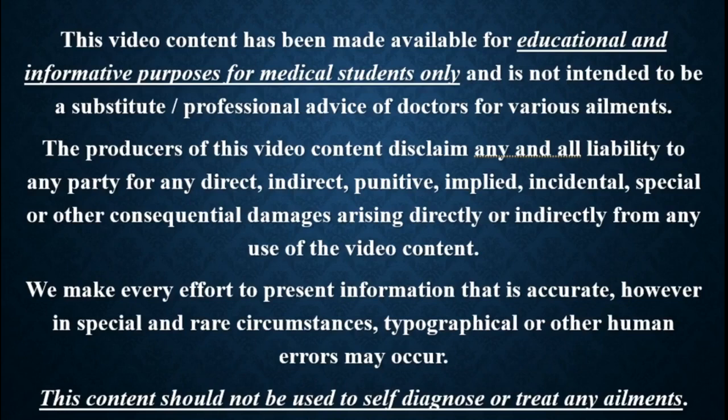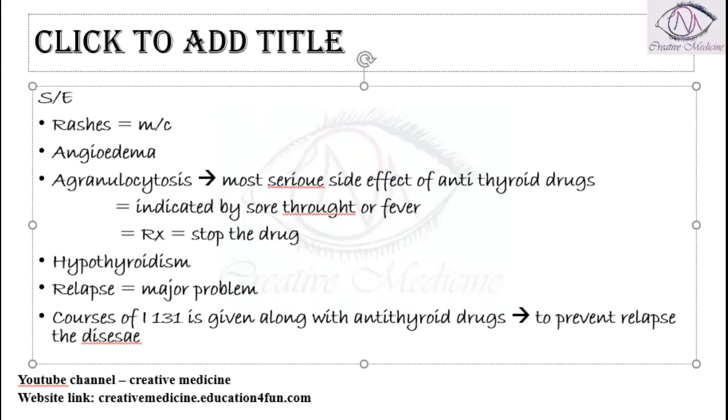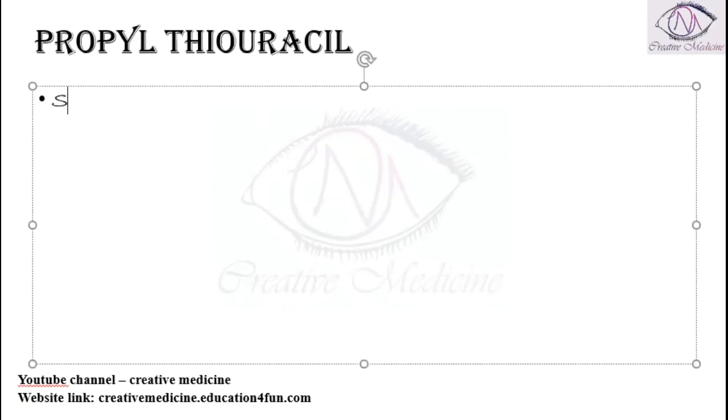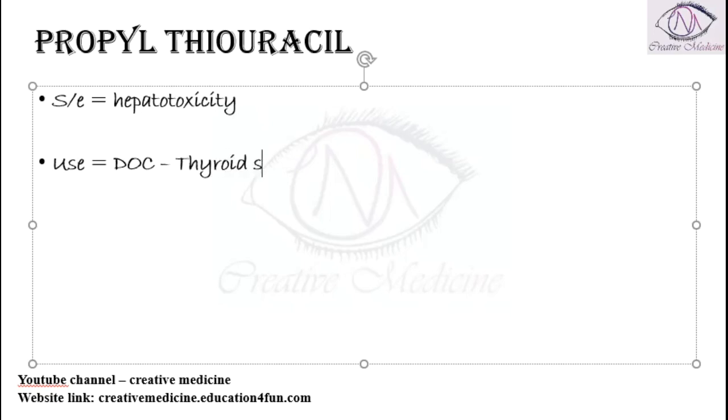In this lecture, we will learn about propylthiouracil. The main side effect of propylthiouracil is hepatotoxicity, which is the most important side effect. The main use is that propylthiouracil is the drug of choice in thyroid storm.